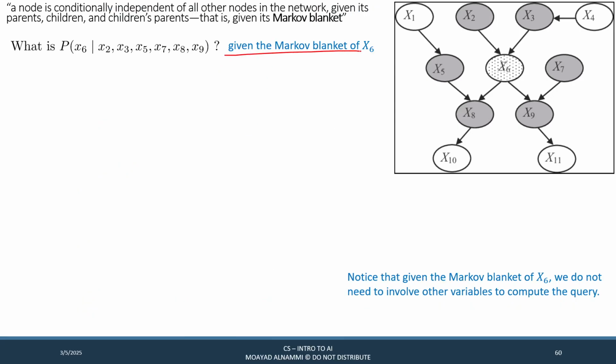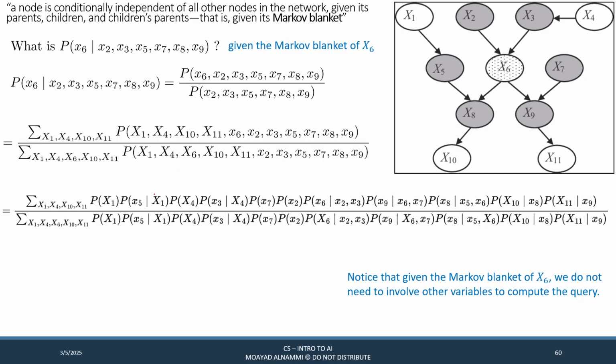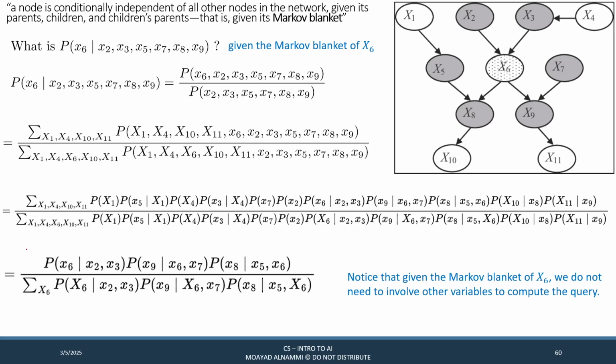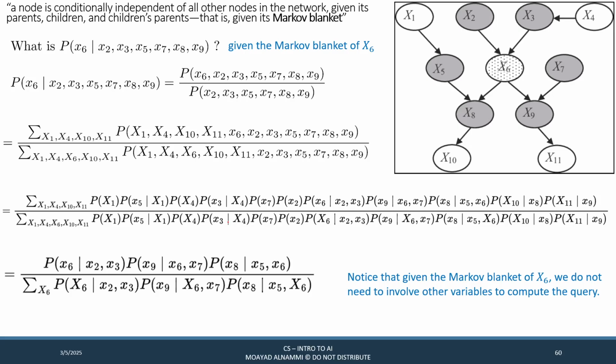Here's another example with the Markov blanket. What is the probability of x6 given these variables? And one thing you notice is that these variables are the Markov blanket of the network. And so you could have done it the long way, right? But you notice that you could have exploited just involving the variables that are in your Markov blanket, and you could have just skipped all this stuff here, right?